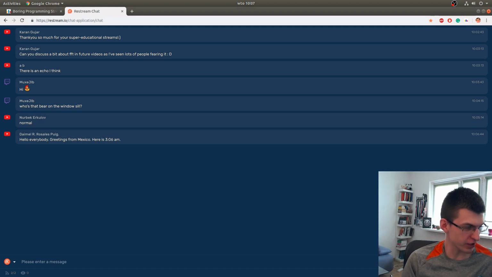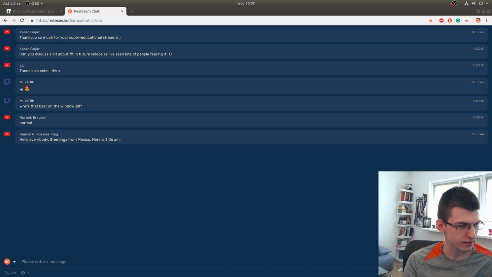I thought that after figuring out glitches, Linux would be okay, but it is not, apparently. Who's that bear on the window? It's a magnetic puzzle, where every piece of the bear is a piece of the puzzle. And the black rectangle works like a fridge. It's metal. Hello everybody, greetings from Mexico. Here it is 3 a.m. Okay, hello Daimel. So I guess it's not that you woke up at 3 a.m., I guess you just go to sleep late. So let's see how long you can last.